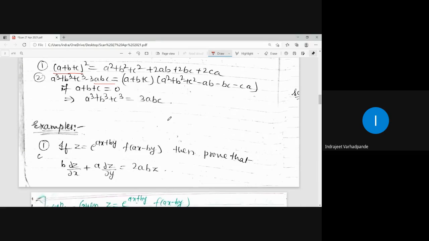Now we can proceed with the examples, right? So what is the first example? If z is equal to e to the power ax plus by multiplied by f of ax minus by, then prove that b into del z by del x plus a into del z by del y is equal to 2abz.